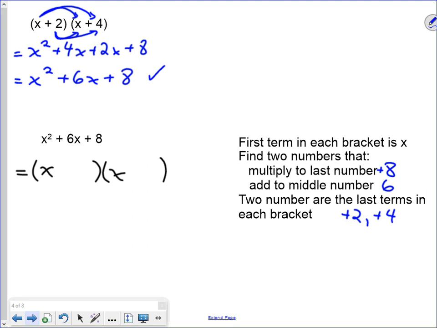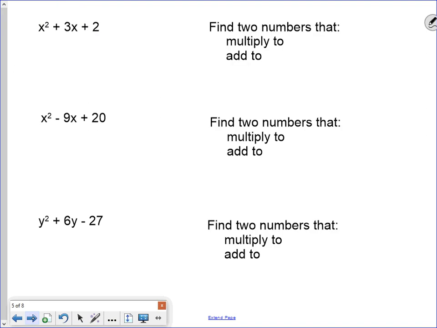And I should say that this is positive 8 and this is positive 6, because those signs are important. So those numbers, positive 2 and positive 4, become the last two numbers in each of our brackets here, plus 2 and plus 4. All right, and this is how we factor trinomials. So let's look at a few more examples here just to make sure we've got it down here. X squared plus 3x plus 2.